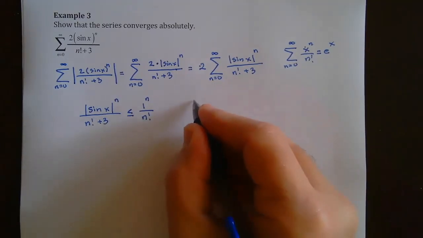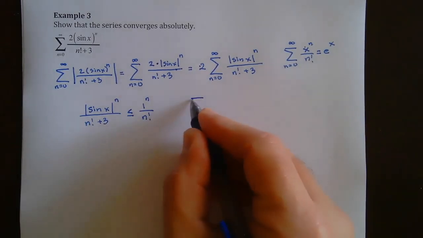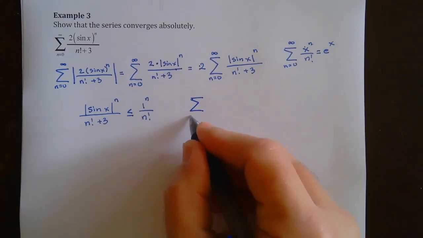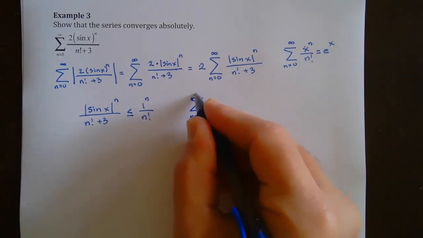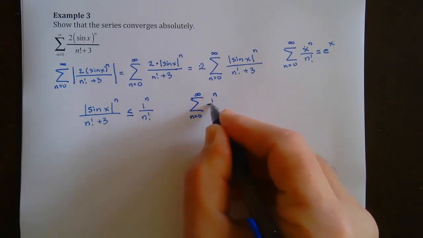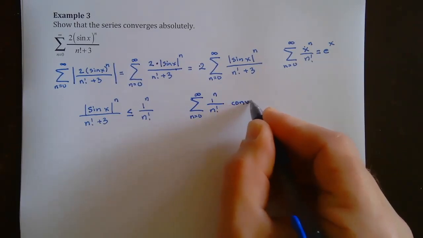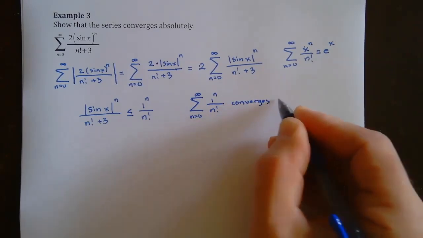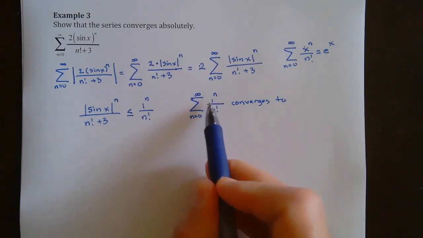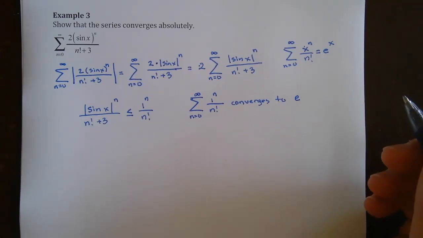And then I need to say this, and then I need to show that this one is convergent. So I need to show this one converges, not this one. The sum from n equals 0 to infinity of 1 to the n over n factorial converges to, and what would it converge to? Well, it'd be e to whatever this is, so it converges to e to the first, or just e.